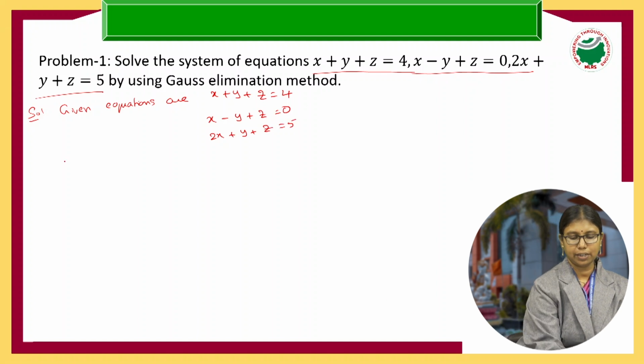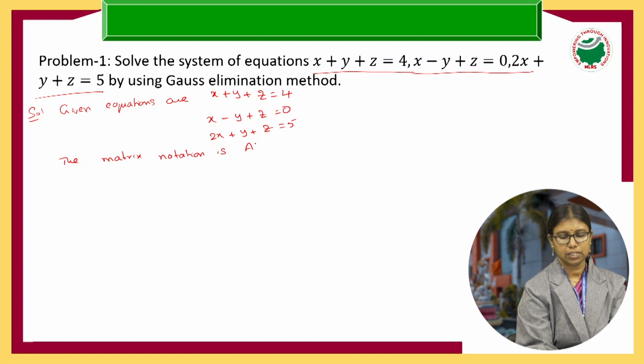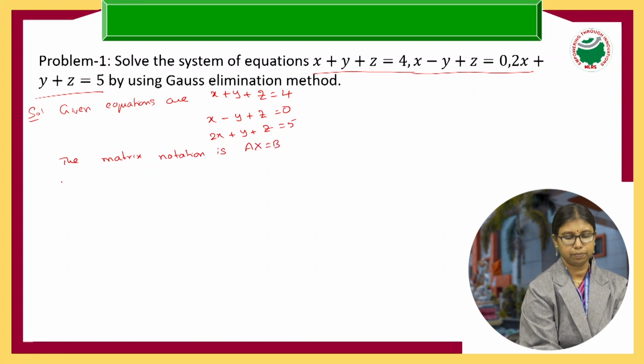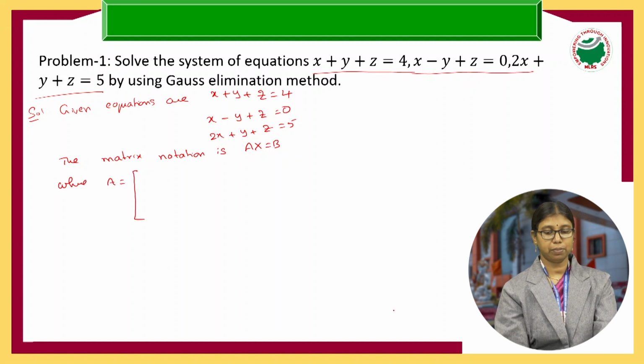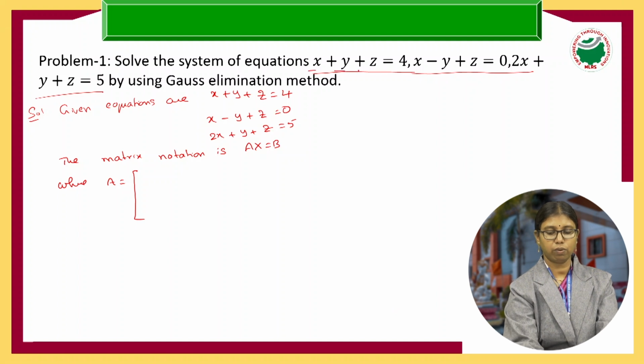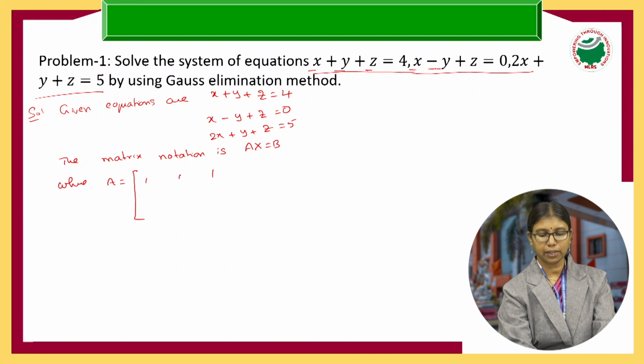So, first take the matrix representation. The matrix notation is AX equal to B, where A is the coefficient matrix. So, here the coefficients are 1, 1, 1. Next, the second equation coefficients are 1, minus 1, 1.